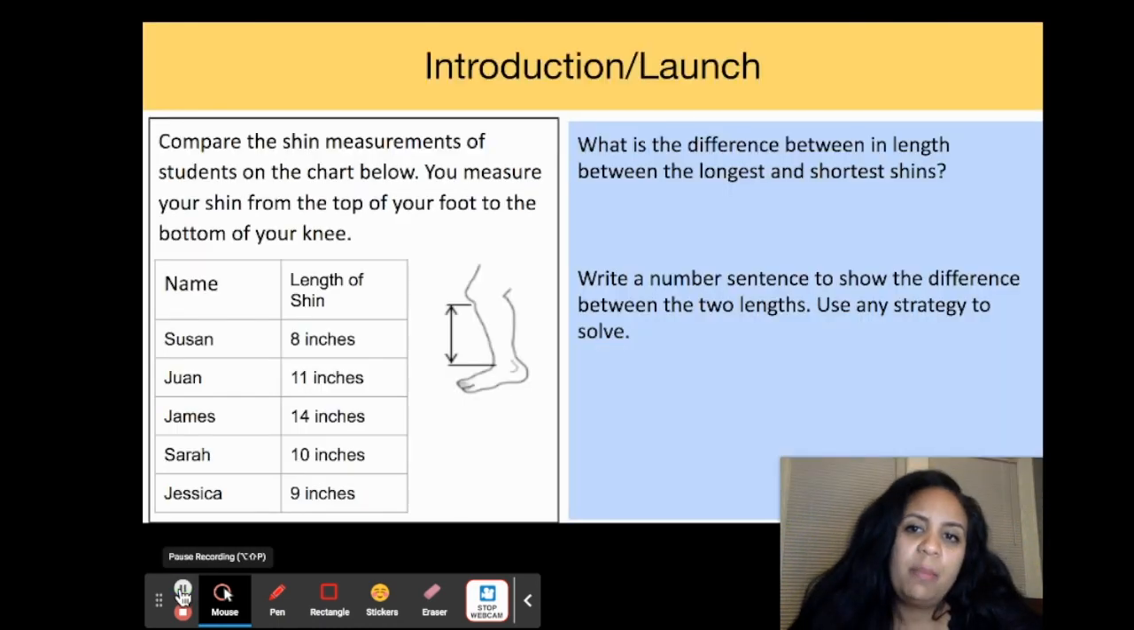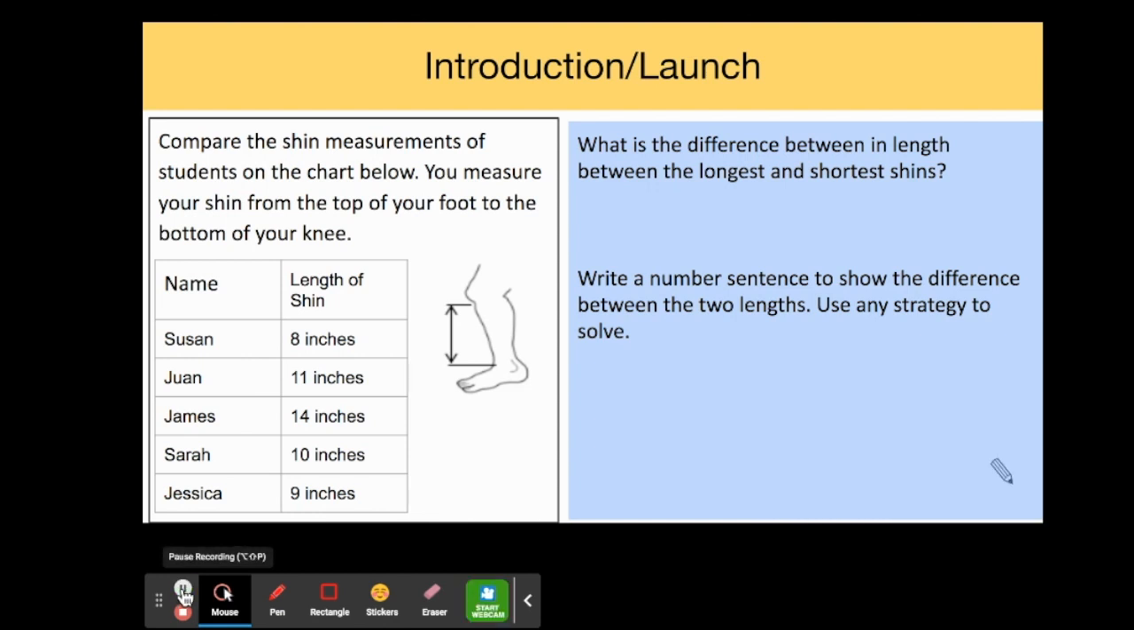Let's look at an example from one of this week's lessons. Read it with me. Compare the shin measurements of students on the chart below. You measure your shin from the top of your foot to the bottom of your knee. Then they have a table. It says name, Susan, length of shin, 8 inches, Juan, 11 inches, James, 14 inches, Sarah, 10 inches, Jessica, 9 inches.